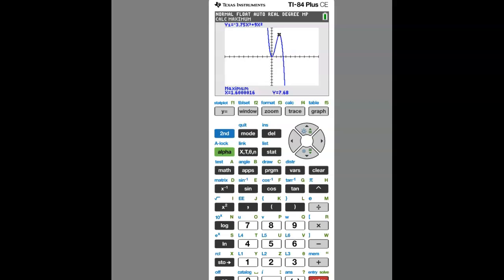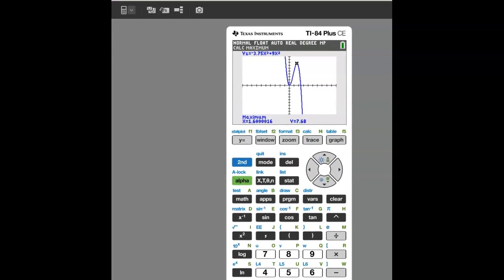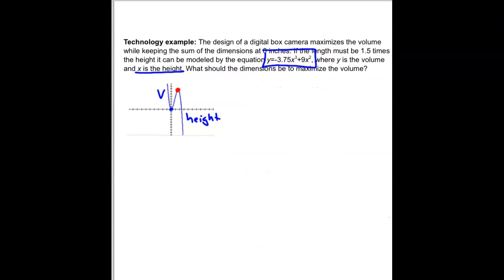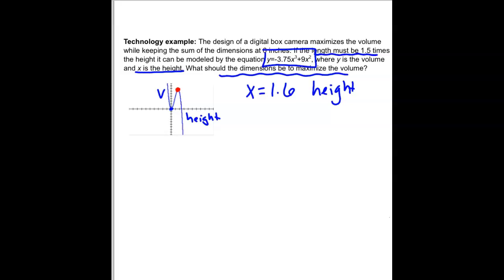And they asked us to find the x dimension. What should be the dimensions to maximize our volume? And we found that x had to be 1.6. So that is our height. And then it says the length has to be 1.5 times the height. Okay, length has to be 1.5 times the height. So my length is 1.5 times 1.6, and that ends up being 2.4.